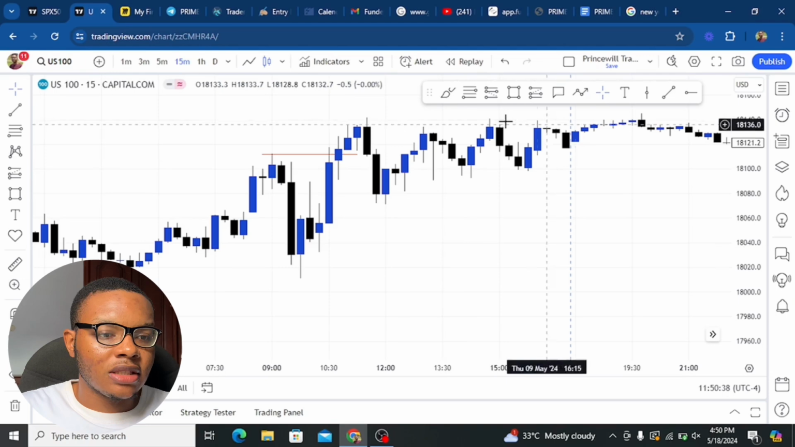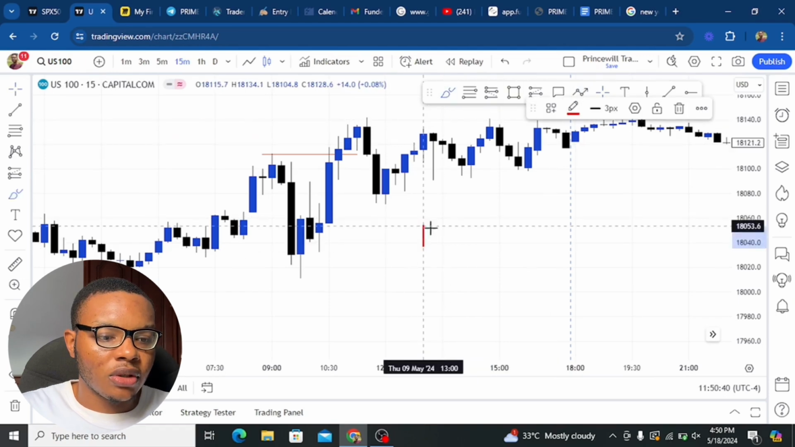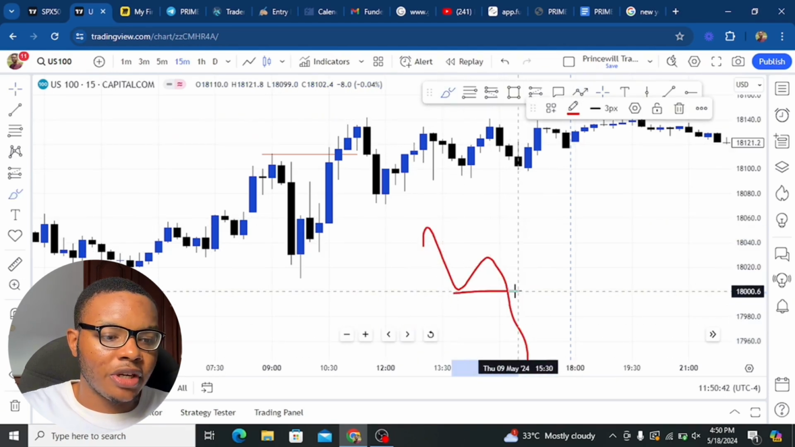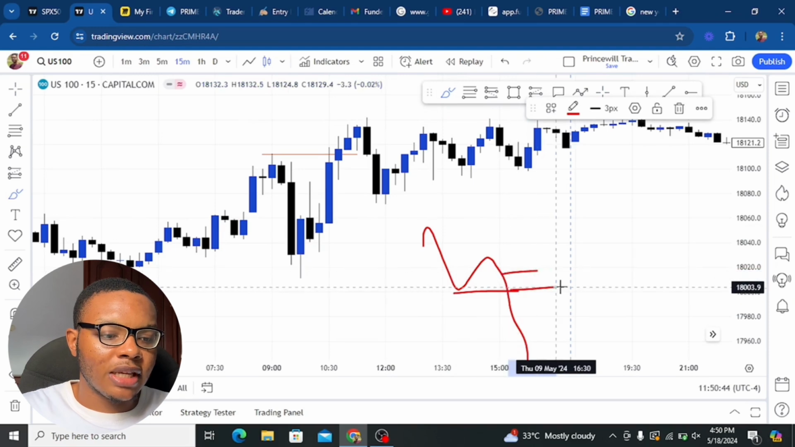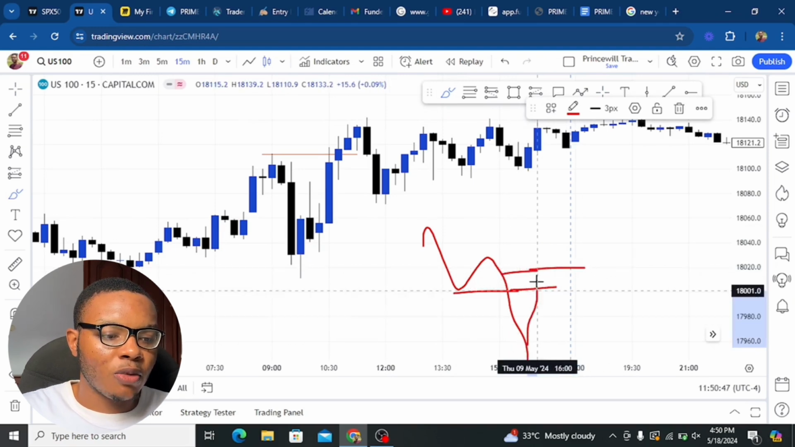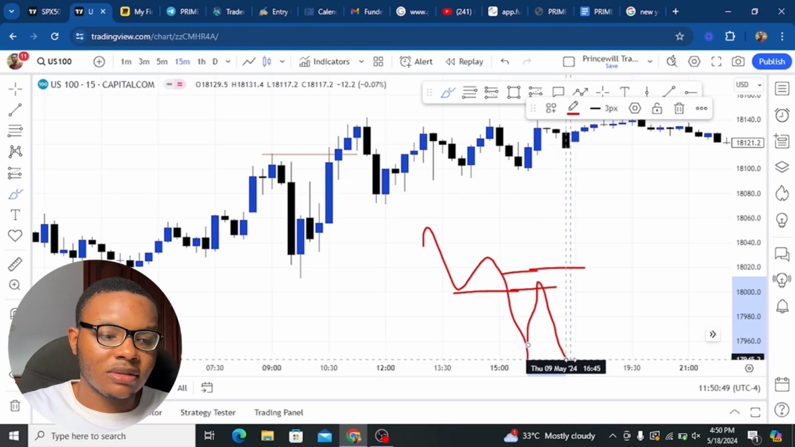So if I have a break of market structure to the downside, just like this, this is a break. Now I'm looking forward to fair value gaps like this here, and I want to see price come into it and sell. That's just it.